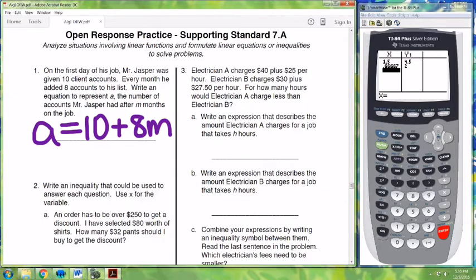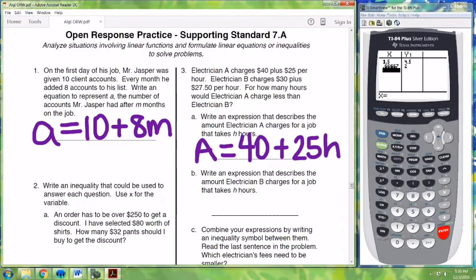So let me jump over here to number 3. 3 says electrician A charges $40 plus $25 per hour. Electrician B charges $30 plus $27.50 per hour. For how many hours would electrician A charge less than electrician B? Okay, so in the end, we're going to write 2 equations. So first one, A says an expression that describes the amount electrician A charges for a job that takes 8 hours. So I'm going to do a capital A here for this electrician. And it said that he charges $40 plus $25 per hour.